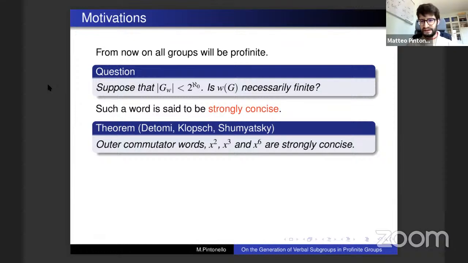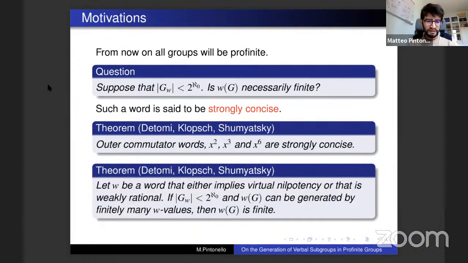This seems a really small class of words. Actually, we proved something more, because we also proved that if a word either implies virtual nilpotency or it is weakly rational, but I will not explain exactly what these terms mean, but they are much broader classes of words, then they are strongly concise. But we need to add a hypothesis that the verbal subgroup can be generated by finitely many word values. And this is where our question arises from.